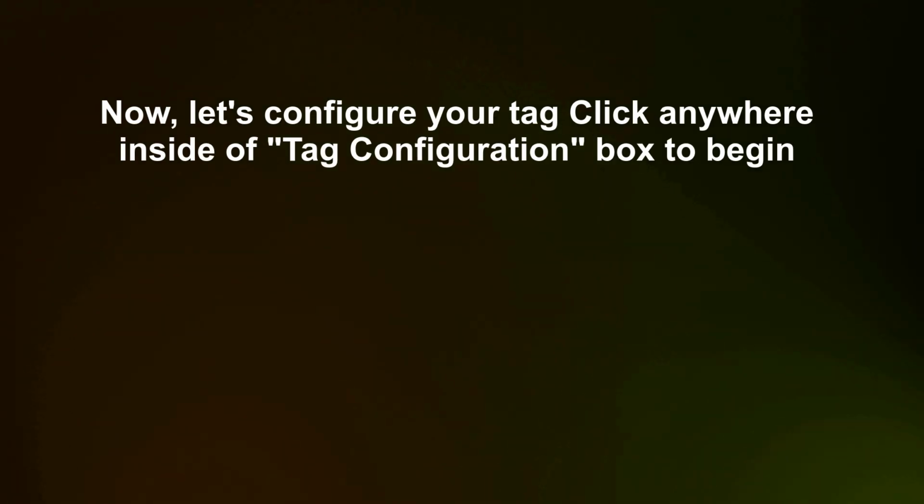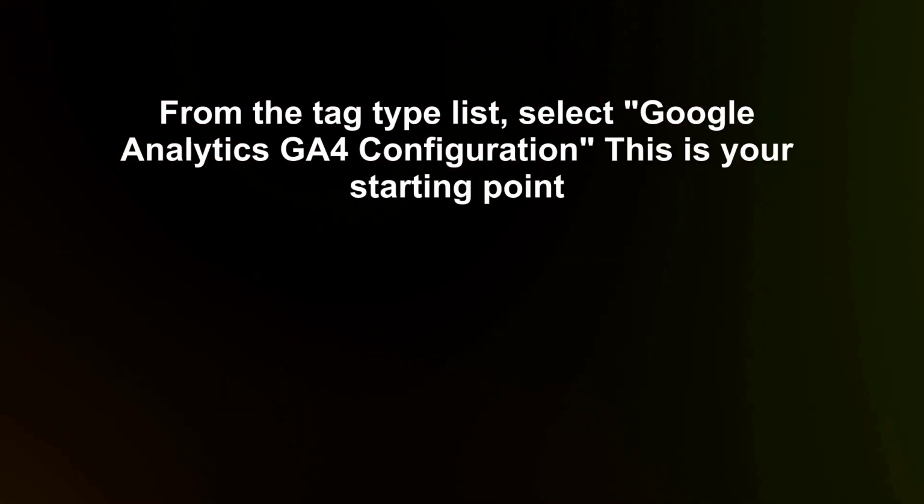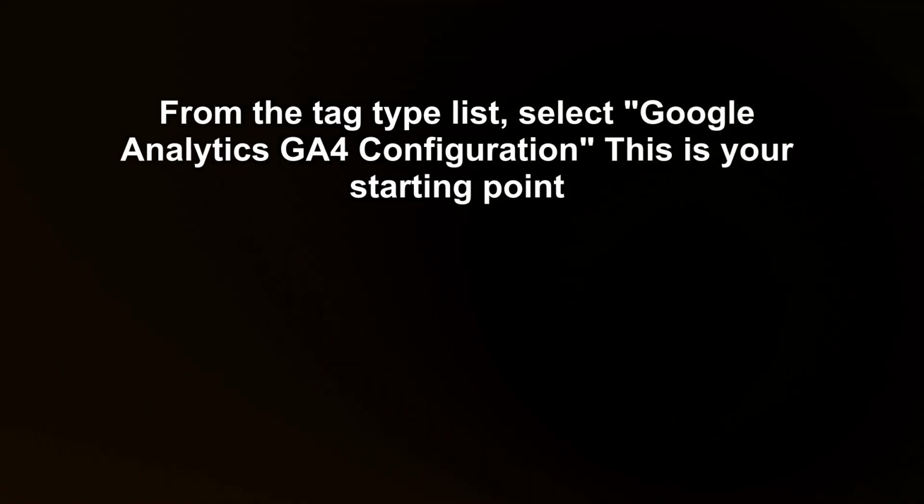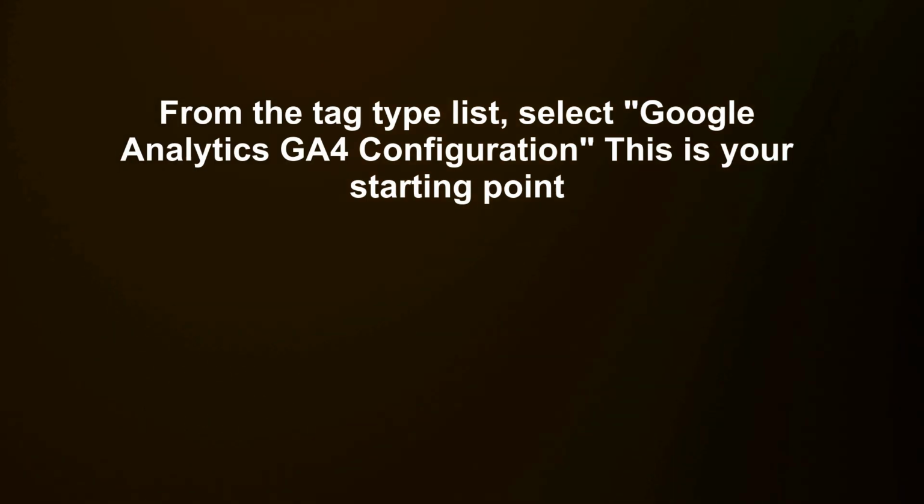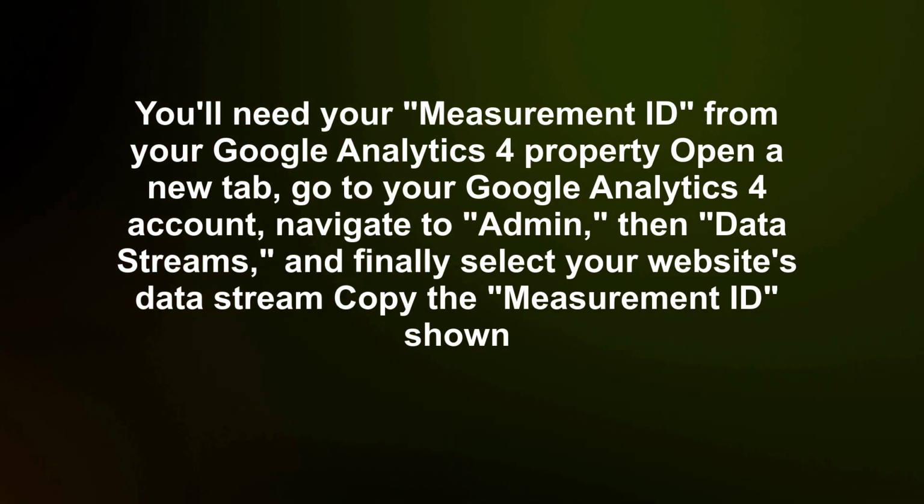Now, let's configure your tag. Click anywhere inside of the Tag Configuration box to begin. From the tag type list, select Google Analytics GA4 Configuration. This is your starting point. You'll need your measurement ID from your Google Analytics 4 property.